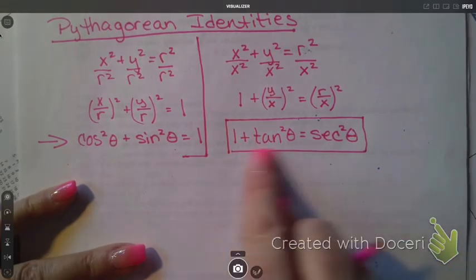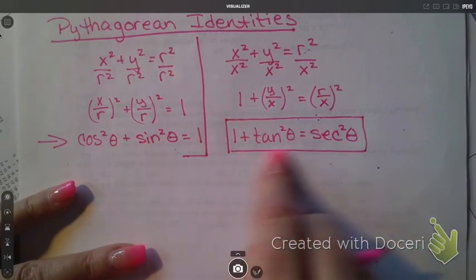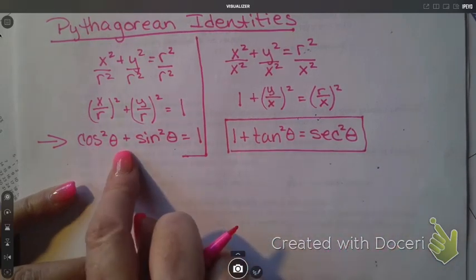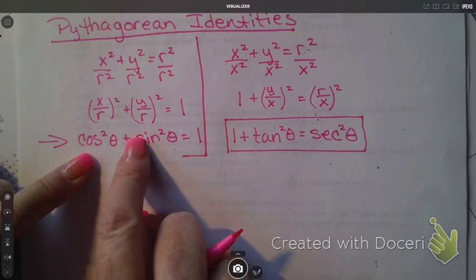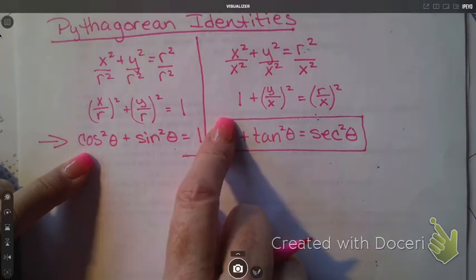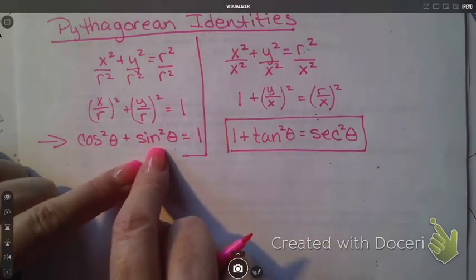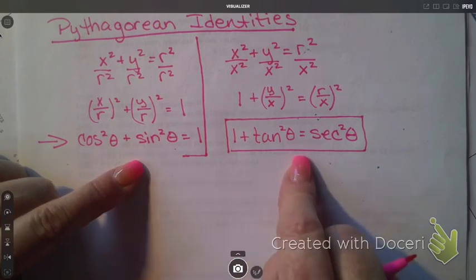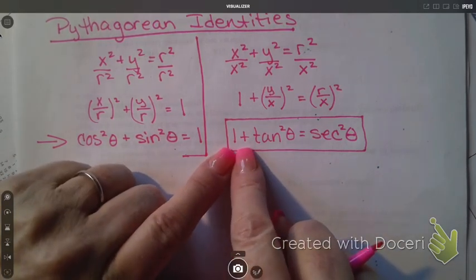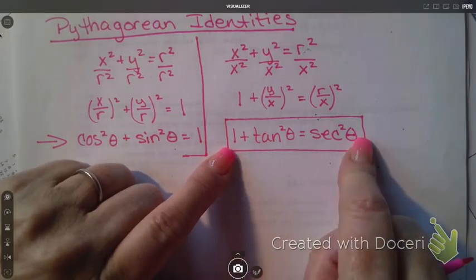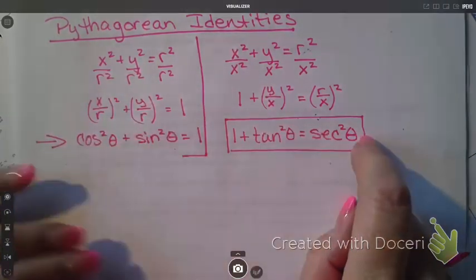Now, can I rewrite this? Can I move it around, both of them? Like if I wanted just cosine, I could subtract sine squared and take the square root. If I wanted just sine, could I do the same thing? Well, could I take this and make it equal 1? I'd just subtract tangent squared, wouldn't I? So can I manipulate these to get what I want out of them?